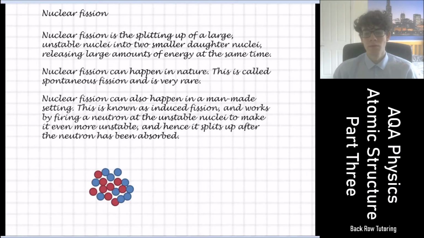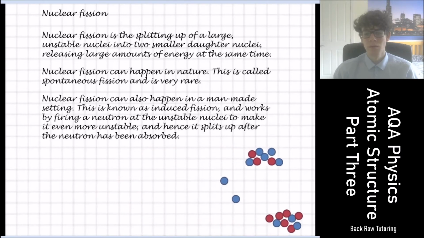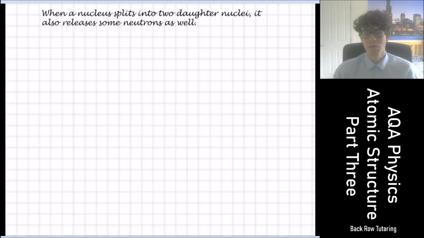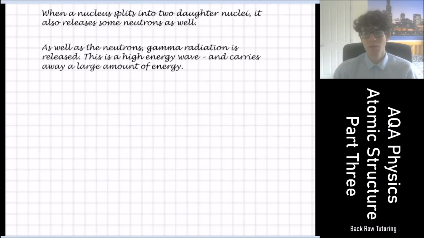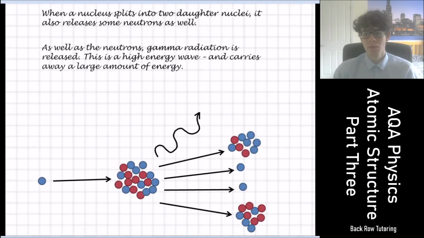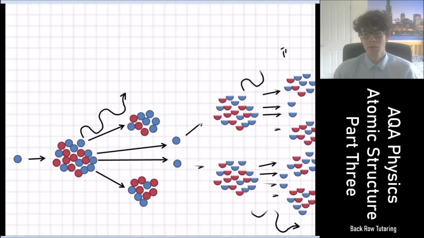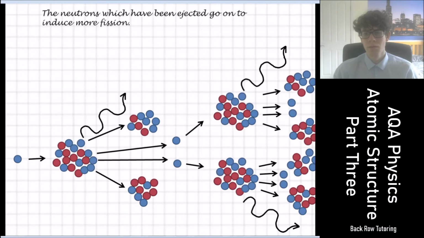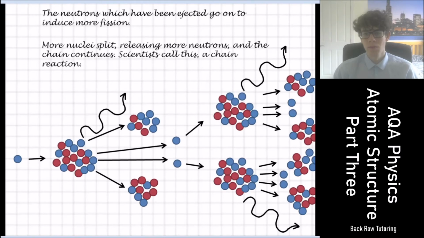Let's take this unstable nucleus, for example. If we take a neutron and fire it at the nucleus, it then splits up into two daughter nuclei which are roughly equal in size, as well as two neutrons. As we've just seen, there are also two neutrons released. Gamma radiation is also released. This is a high energy wave and carries away a large amount of energy. But what happens to the neutrons which have been ejected? The neutrons which have been ejected go on to induce more fission. More nuclei split, releasing more neutrons, and the chain continues. Scientists call this a chain reaction.